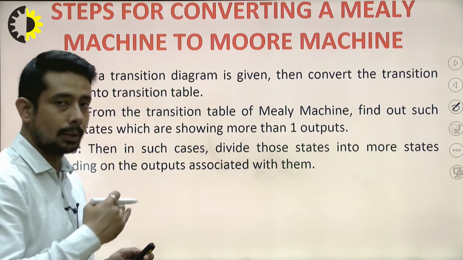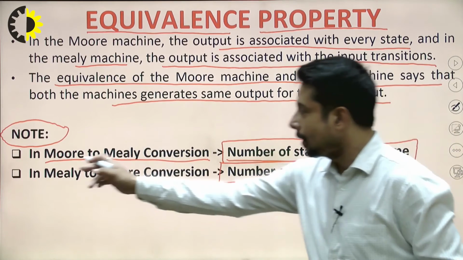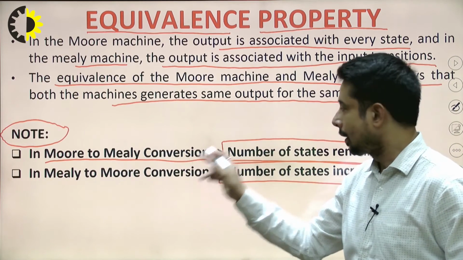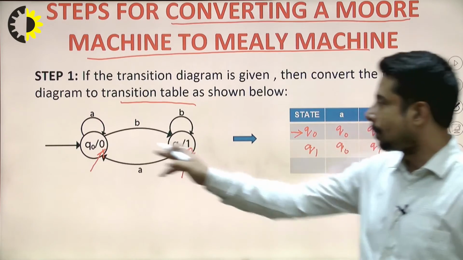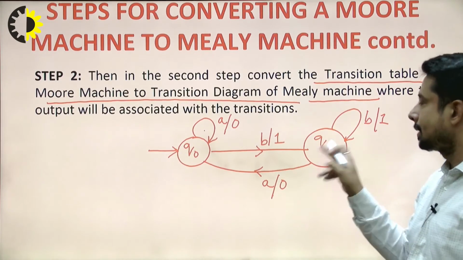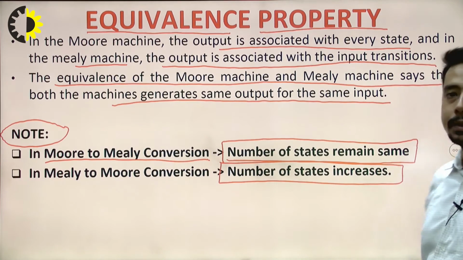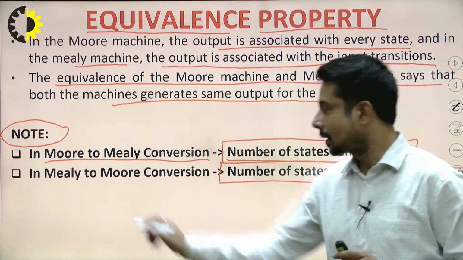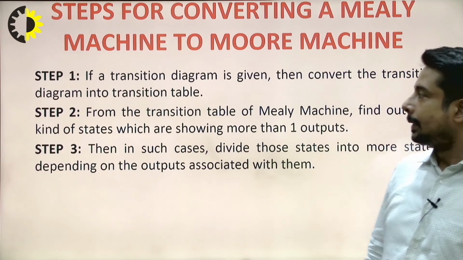Let me get back to my previous slides where I have mentioned a very important point. Whenever you convert Moore to Mealy machine, the number of states remains the same, which I have shown to you, right? But in the case of Mealy to Moore machine, the number of states will increase. So this is an important algorithm to follow. Let's check out how to do it.